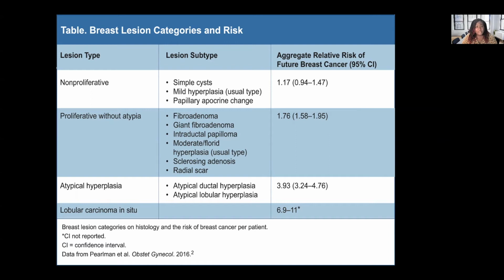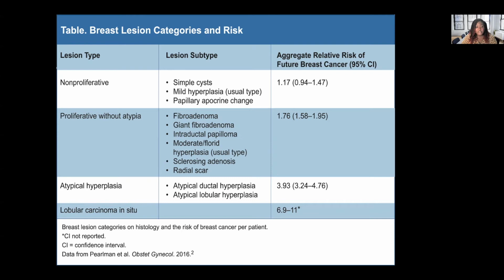And we can also use that to counsel patients and help inform decision making when it comes to observation versus excision. So non-proliferative diseases have an aggregate relative risk of future breast cancer with a 95% confidence interval of about 1.17. That's close to 1, which means that their relative risk is not significantly higher. Lesions that are proliferative without atypia, such as fibroadenomas, intraductal papillomas, sclerosing adenosis, and radial scar, have a 1.76 relative risk of future breast cancer, which means that that risk is a little bit more significant than the non-proliferative. That means about 1.76 times more likely to develop breast cancer.